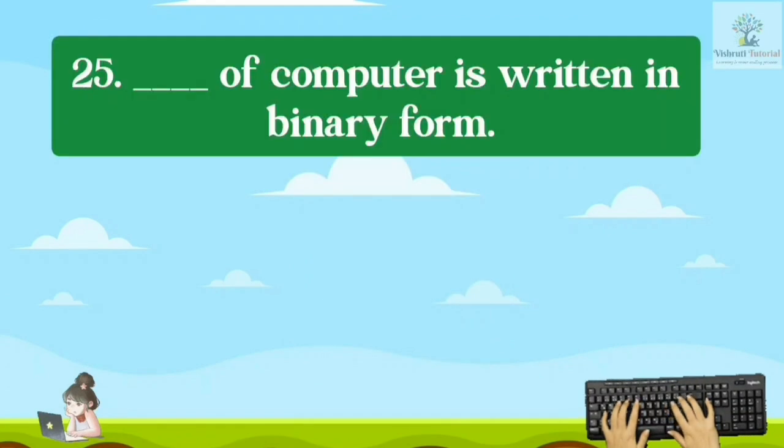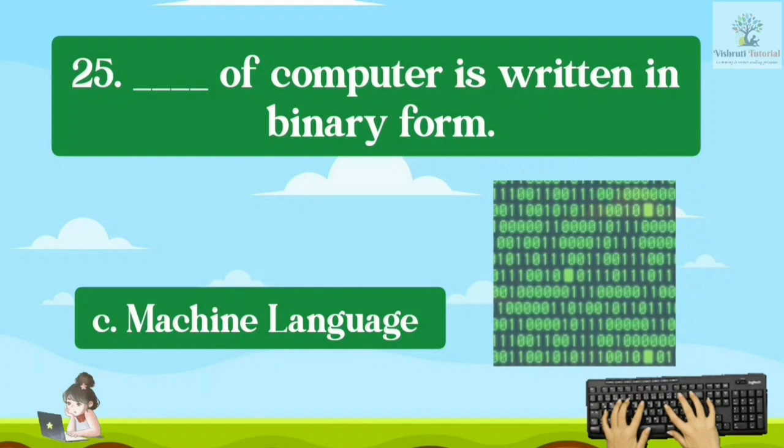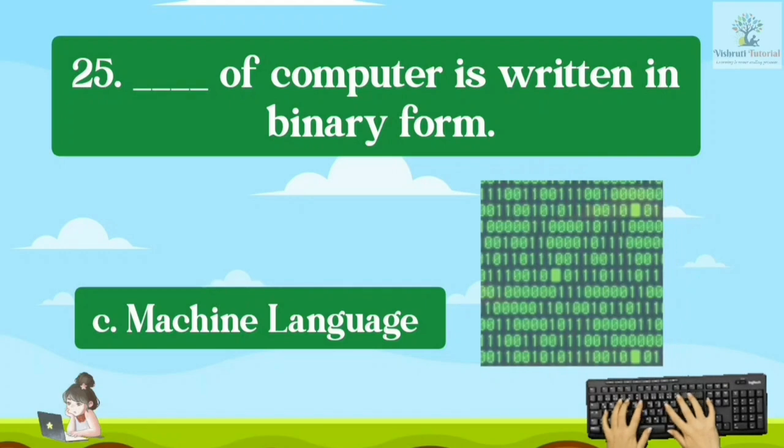Question number 25. Dash of a computer is written in binary form. Options: A. C, B. C++, C. Machine language, D. None of these. And the correct answer is C. Machine language. Machine language of a computer is written in binary form.